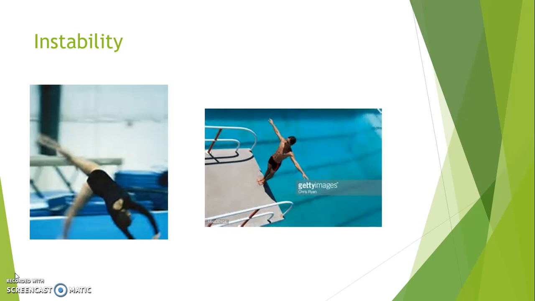To reduce stability, you do the opposite of what I said earlier. So you make the centre of mass higher, make the line of gravity outside the base of support, reduce the base of support, and have fewer points of contact.